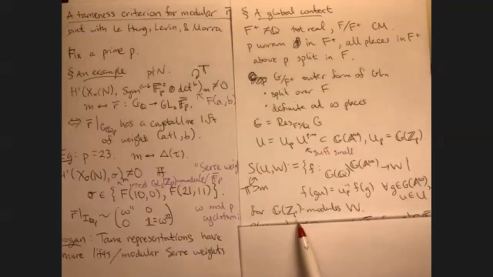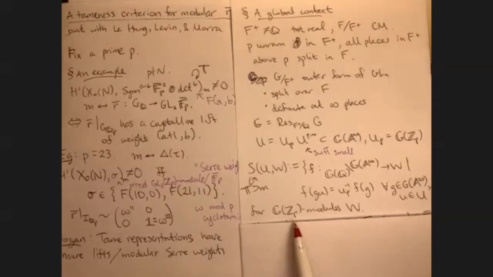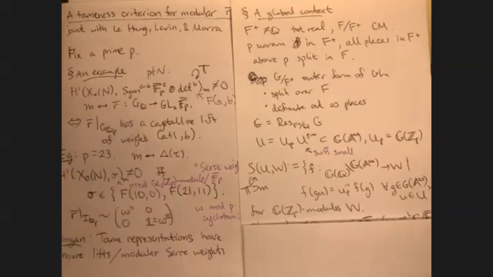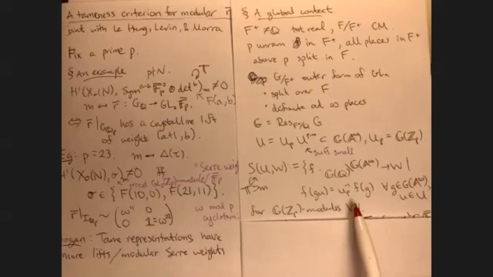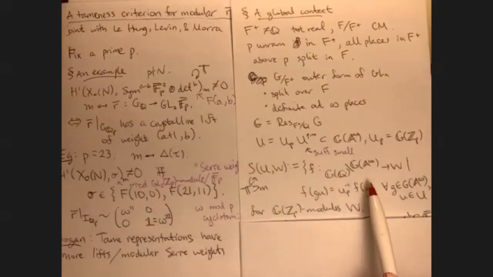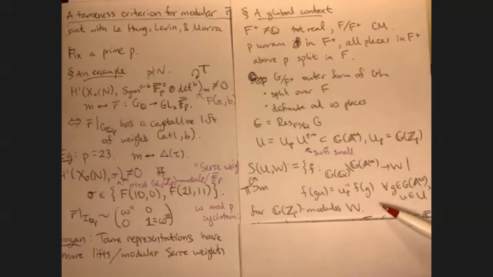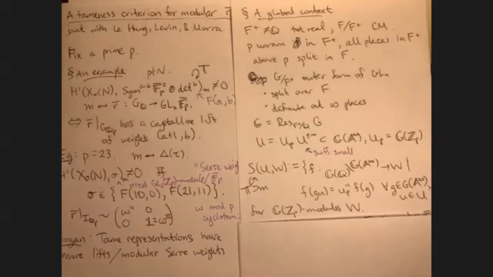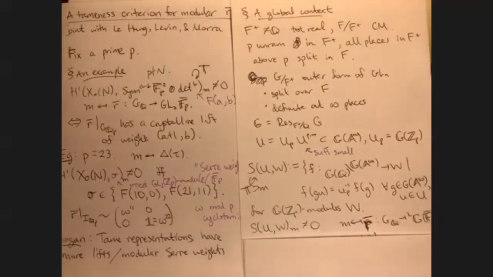So I start with some U_P module W, which will be the coefficients. So this will play the role of the Sym^{A-B} tensor determinant to the B. And I'm going to look at functions from this Adelic quotient to W, which transform in this way. Okay. And then, as usual, this space has an action of the Hecke algebra, and I'm going to take some maximal ideal at which this space is supported. And to such a maximal ideal, I can attach a Galois representation.